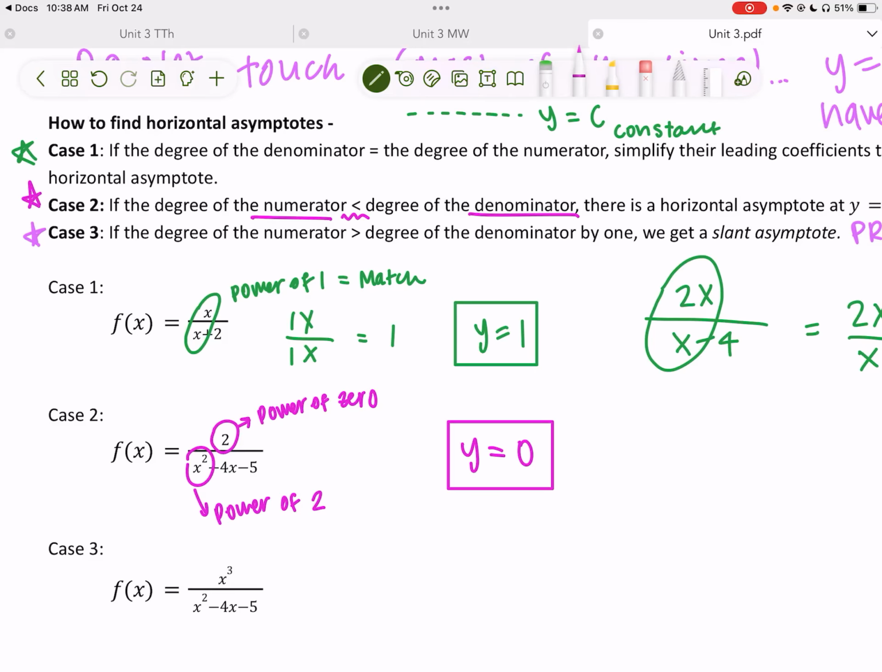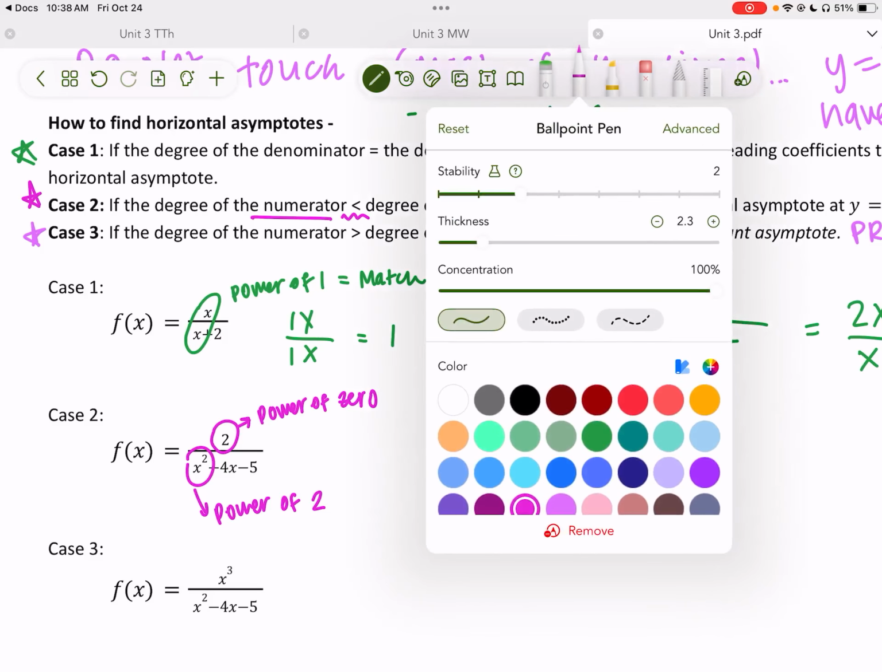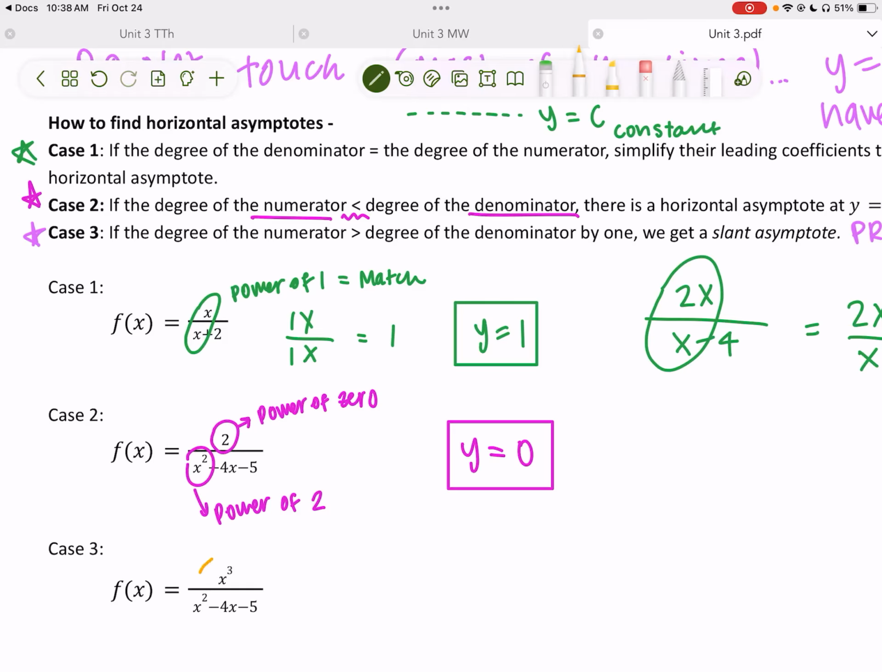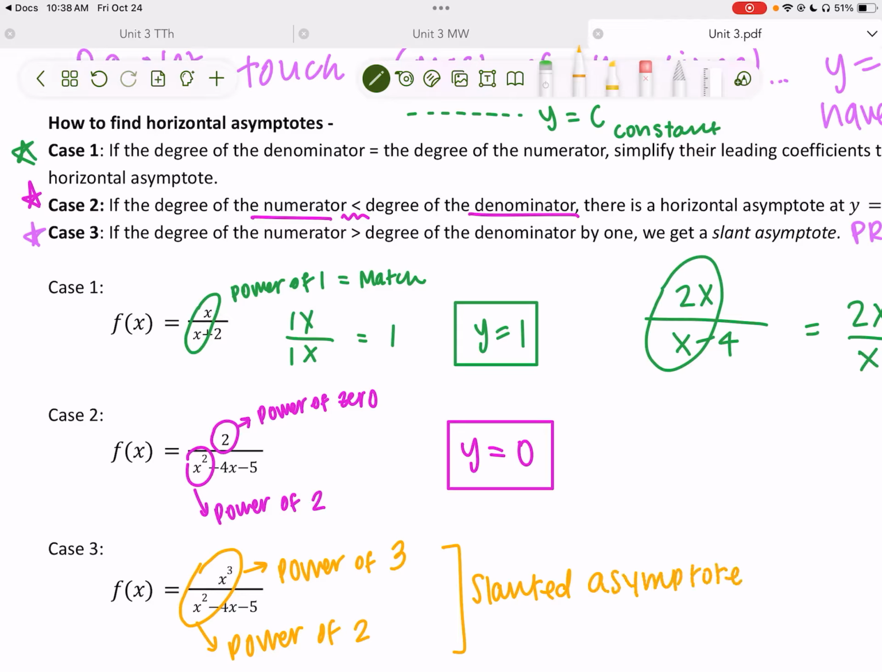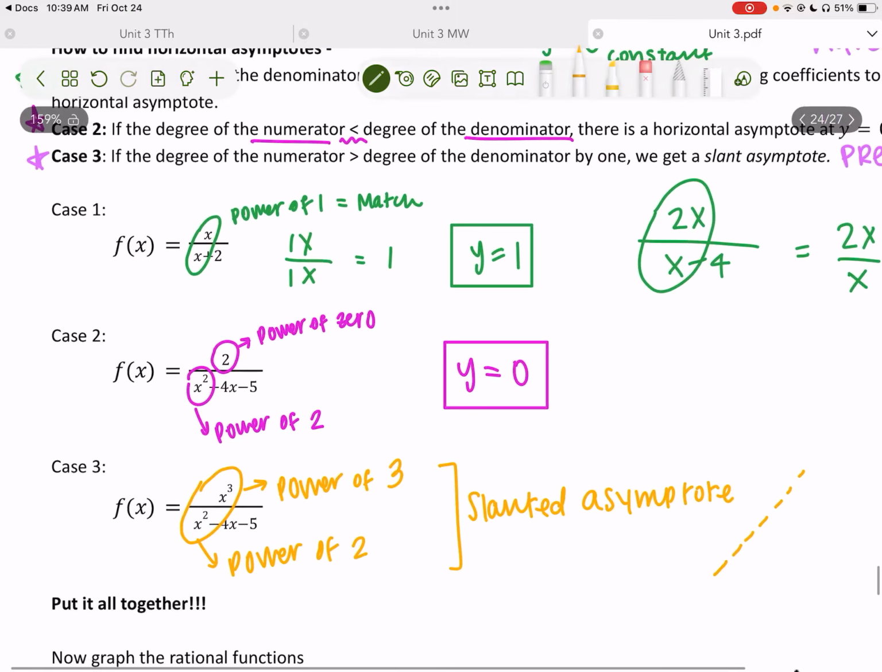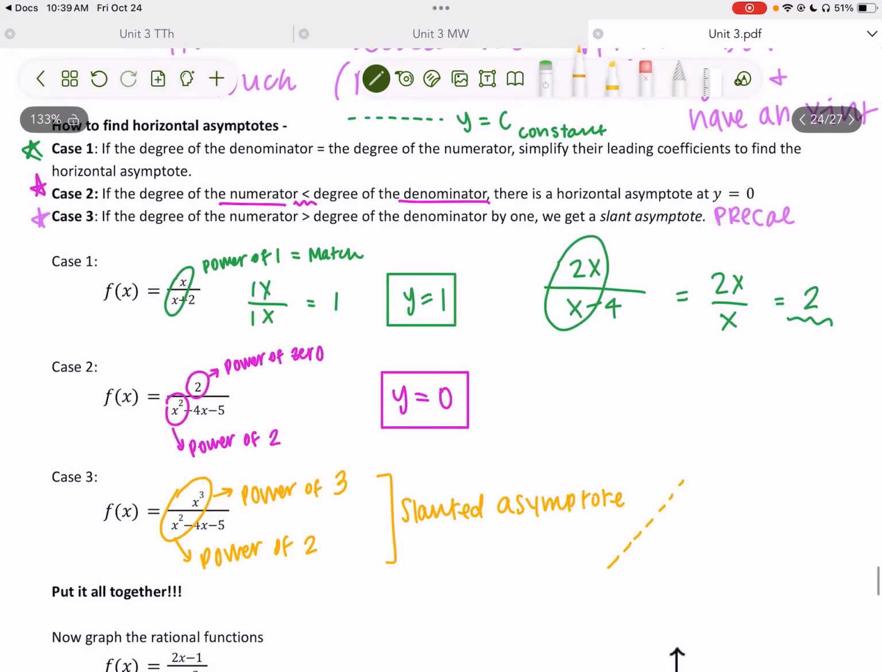The third one, like I said, is going to come up in pre-cal, but that is when you have the opposite of case 2. The numerator is greater. So this is a power of 3. This is a power of 2. So what actually ends up happening is that you have a slanted asymptote instead of horizontal. So instead of it looking like a horizontal line, it's a slanted line, like a line that isn't just vertical or horizontal. Okay. I won't show you any of the details of it because you don't need to worry about it, but just know that that will come up in pre-cal.